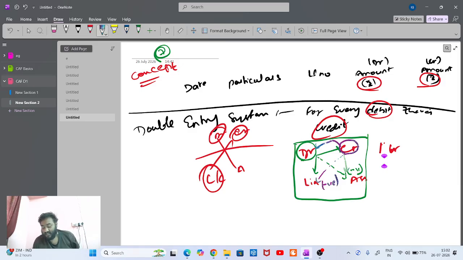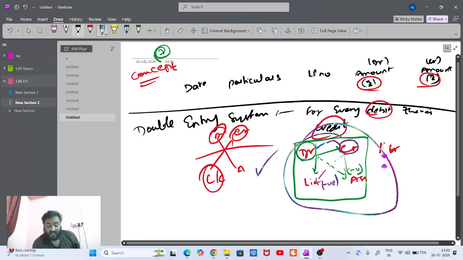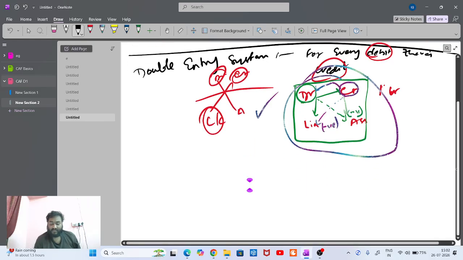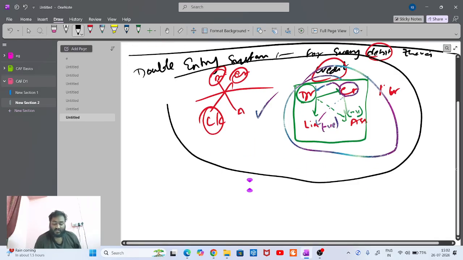If you understand this logic, you are done with 70% of accounts. I'm talking very seriously. The logic is the most important thing here. This logic is the very most important thing.